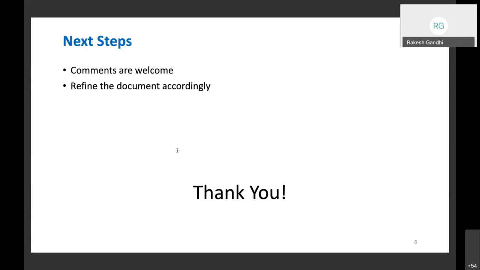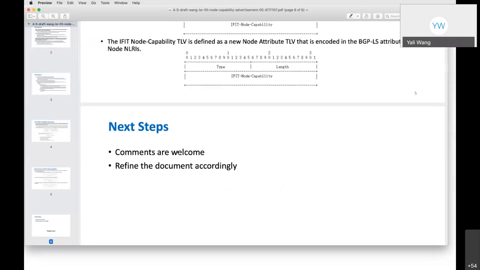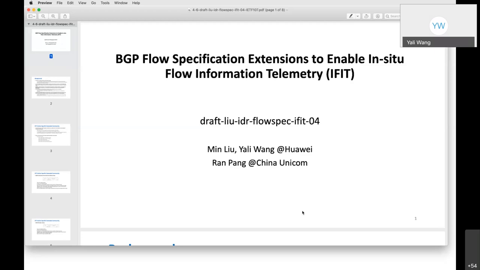Yali, did you understand Rakesh's question? Actually, we are also considering whether the node supports the IFIT capability. So we extend the IGP protocol to signal to the transit node whether it supports the IFIT option type.